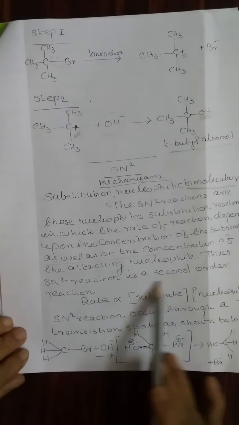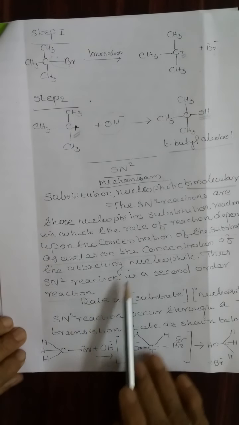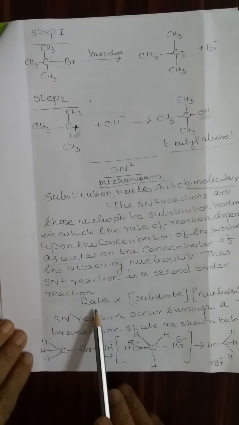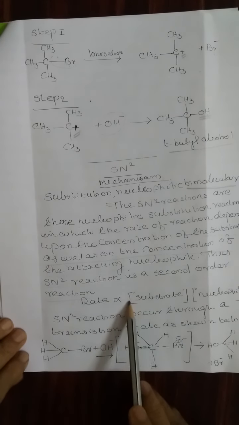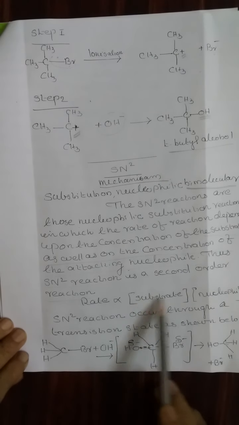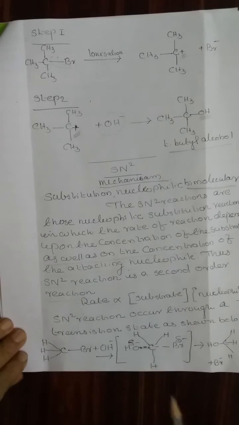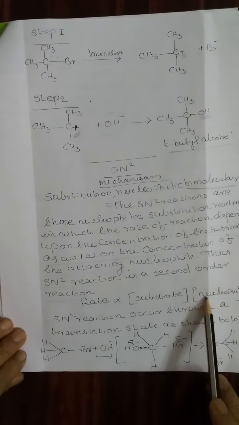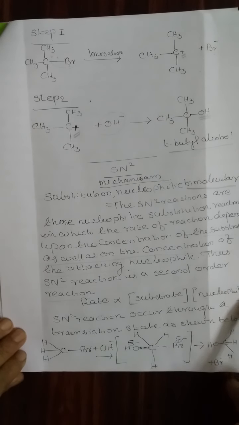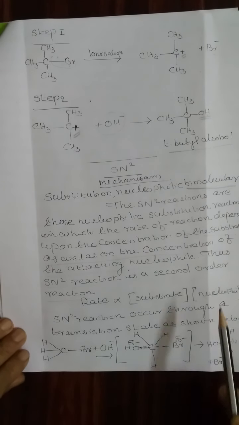Thus, SN2 reactions are second order reactions and can be represented as: rate is directly proportional to the concentration of the substrate, that means write substrate and put a square bracket, which means concentration of the substrate, into concentration of the nucleophile. Write nucleophile and put a square bracket, which indicates the concentration of the nucleophile.